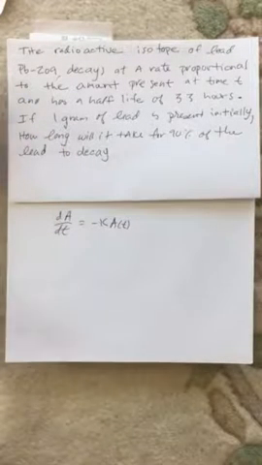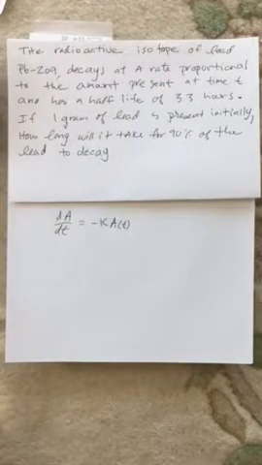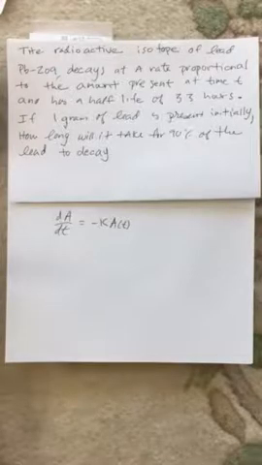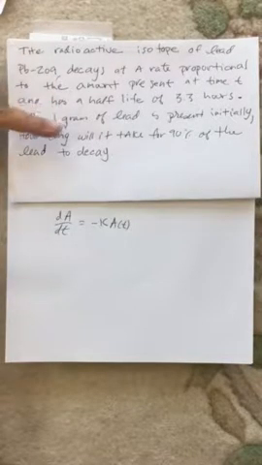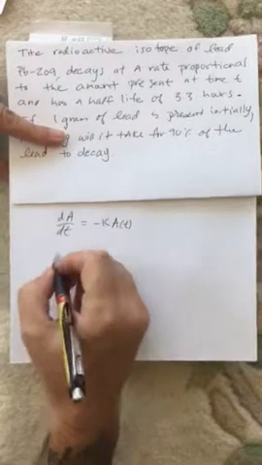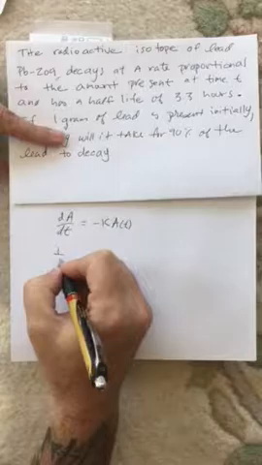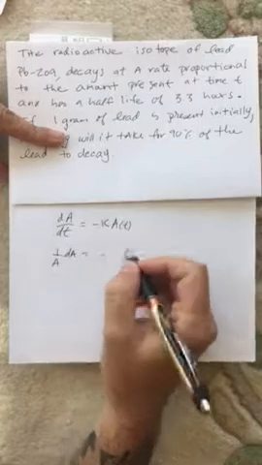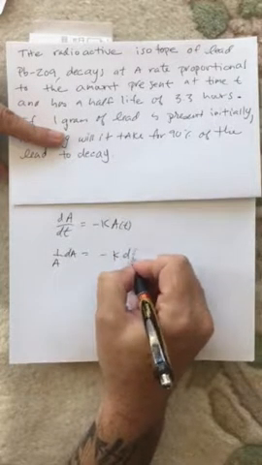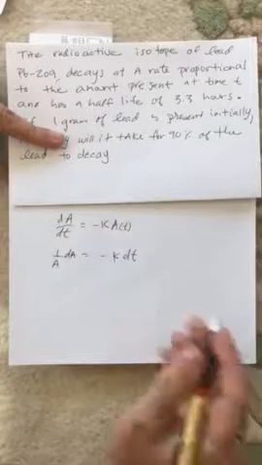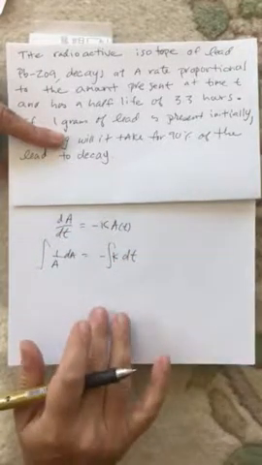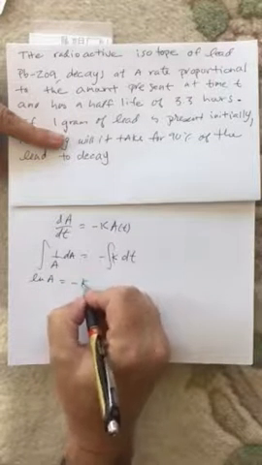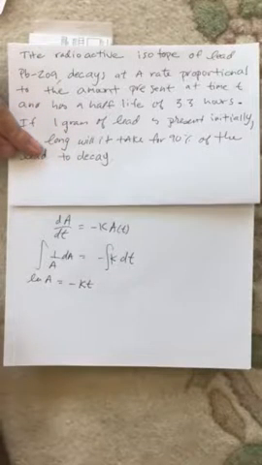All right, so here's your differential equation. So I'm going to solve this. Last time I talked about you could solve this 2 ways: find the integrating factor, or separate the variables. It's way easier to separate the variables, so I'm just going to do that. I'm going to bring the dt up here and the A down here. So we're going to have 1 over A dA equal to negative k dt. Take the integral of both sides. What do we got here? Log A equals negative kt.